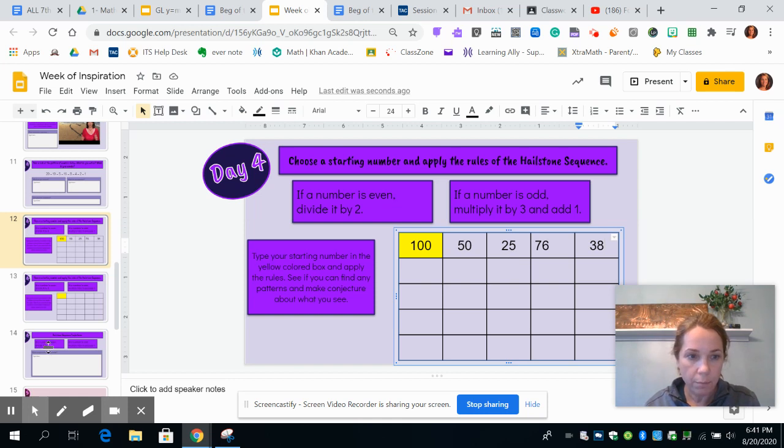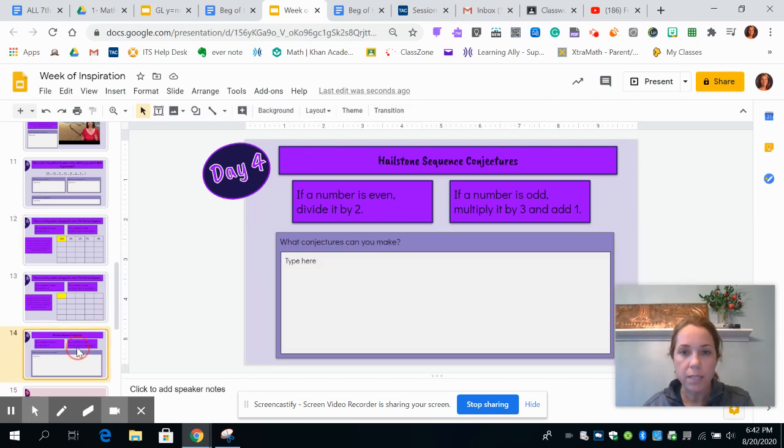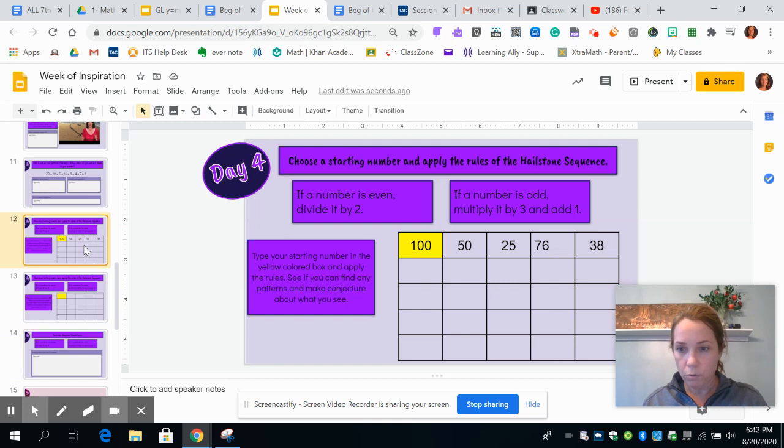And then you're going to go to the next slide. See if I can get the next slide to go. I don't know if I can get my next slide to go, but then you're going to go on to, there it is, slide 14. And then you just have to answer, what conjectures can you make? So what thoughts can you make about the one you just did?